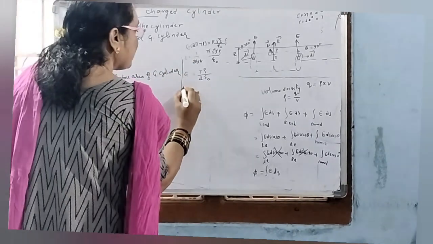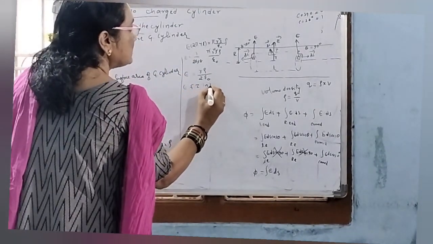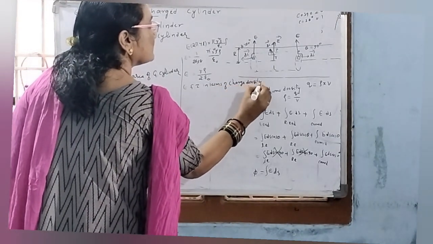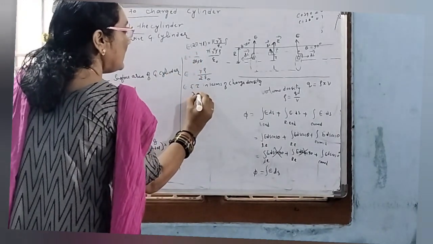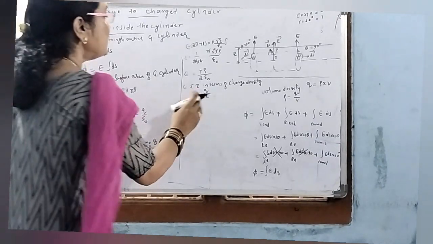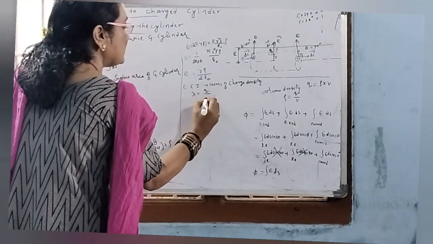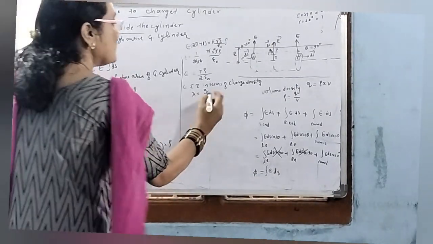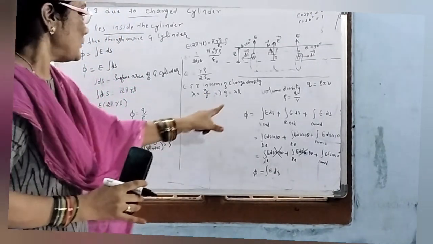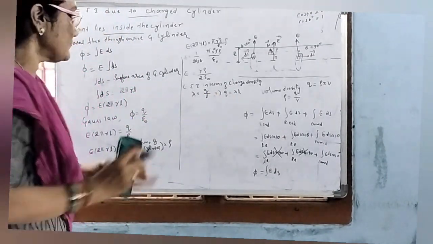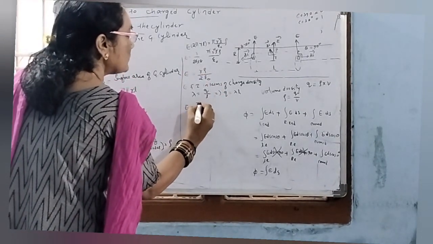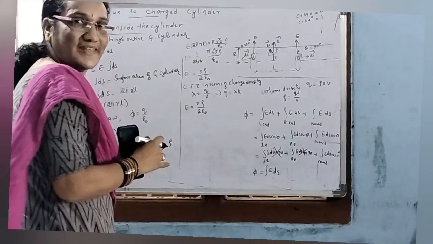Now let us find the electric field intensity in terms of linear charge density, lambda. What is charge density? Charge per unit volume, sorry, unit length. Charge per unit length. So Q is equal to lambda into L. And now here, we got E equal to R rho by 2 epsilon naught.